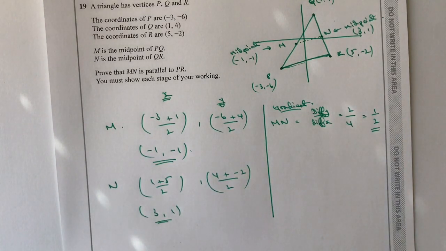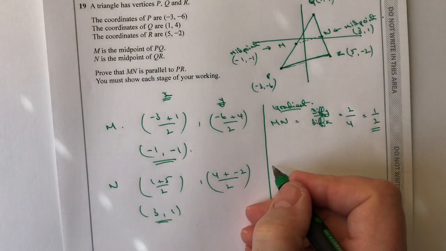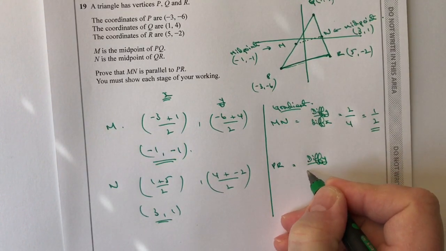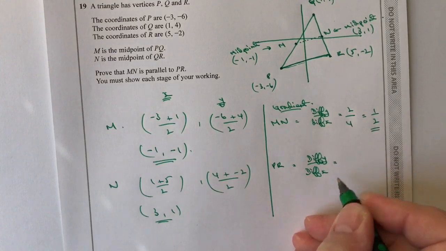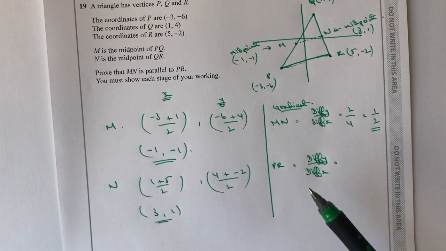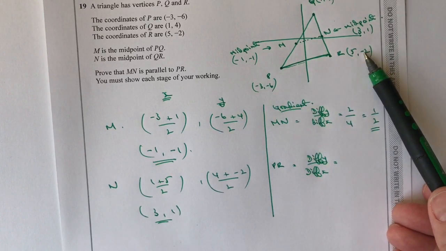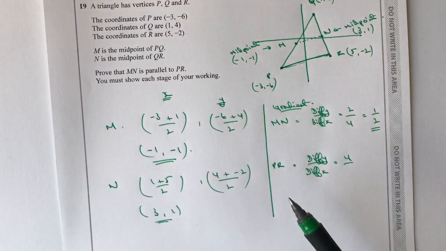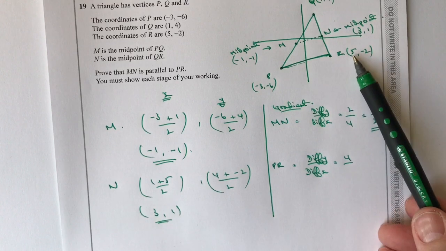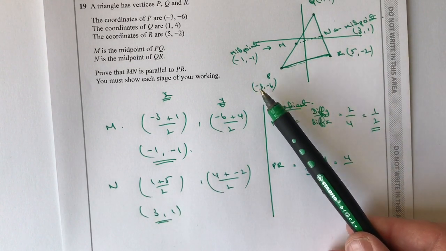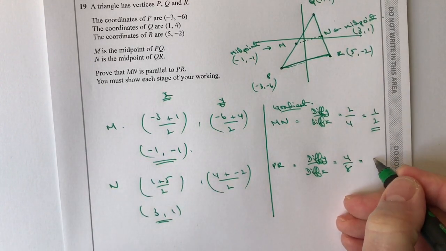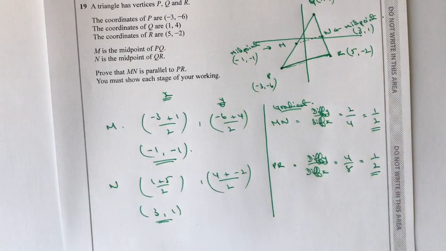Now, in order for PR to be parallel, it has to be the same gradient. So let's look at the gradient of PR. Again, difference in y divided by difference in x. The difference in y is going to be the difference between -6 and -2, which is a difference of 4. The difference in x is the difference between -3 and 5, so there are 8 jumps between -3 and 5. That means PR has a gradient of a half.